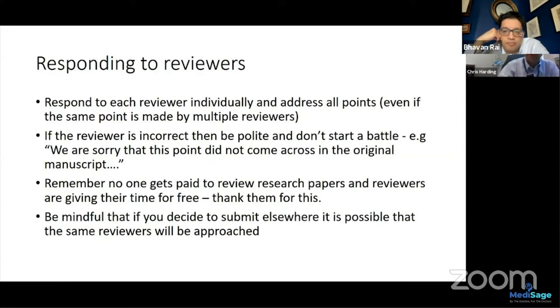You should also be mindful that if you fall out with a set of reviewers from one journal and decide to submit your manuscript elsewhere, it is entirely possible that the same reviewers will be approached and will have to carry out a review of your manuscript. So do bear that in mind, particularly if your manuscript hasn't changed from the initial submission. So just a word of advice that if you do get reviewers' comments and you are advised to make corrections, that's probably the right direction to go in.